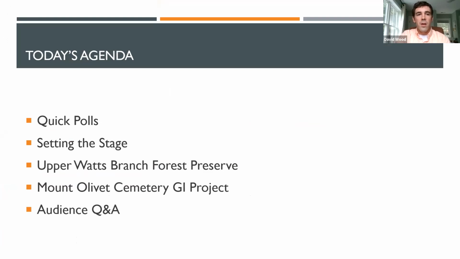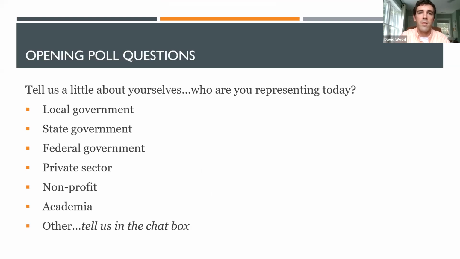As far as today's agenda, we'll have our couple of quick polls at the beginning, and I'll say a few words to set the stage and ground us in the topic today. And then we're going to hear about 2 really good examples of community-led project planning to get us back to our theme. One is the Upper Watts Branch Forest Preserve project, and the other is the Mount Olivet Cemetery Green Infrastructure project. I think we're actually going to flip the order that we have on the screen, but we'll be going through those as good case studies for involving and engaging community members early on in the process.